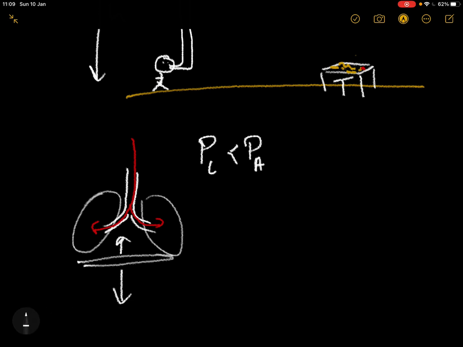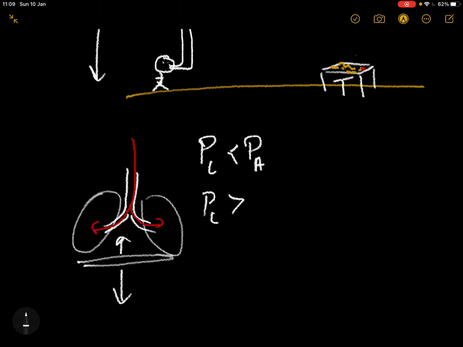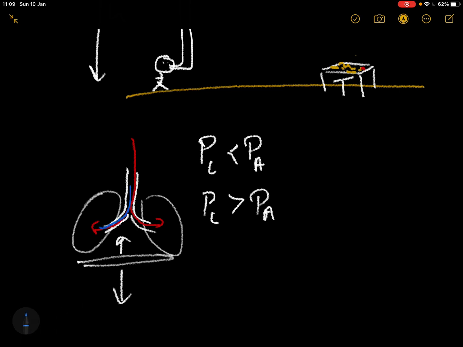Then when you exhale, your diaphragm goes the other way and compresses the size of the lungs, so suddenly the pressure in the lungs is now greater than the pressure due to the air, which means the air will now be forced out. And that is how this works.